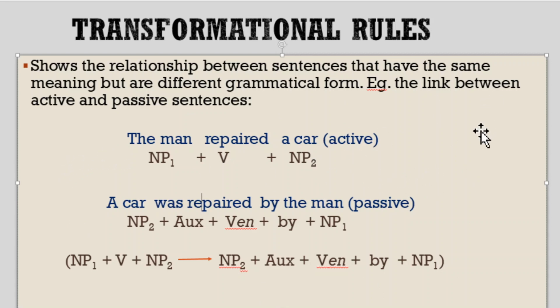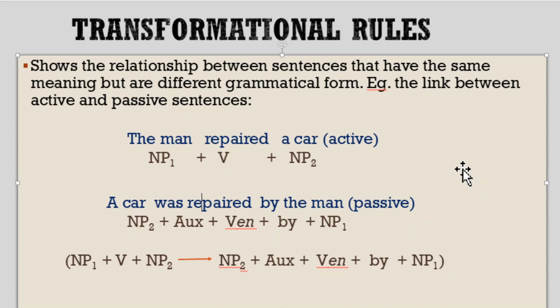Which is part of transformational generative grammar. It shows the relationship between sentences that have the same meaning but have a different grammatical form. The attempt is to expose the deep structure of the sentences. So what the phrase structure rules do is to expose the deeper structure of the sentences.